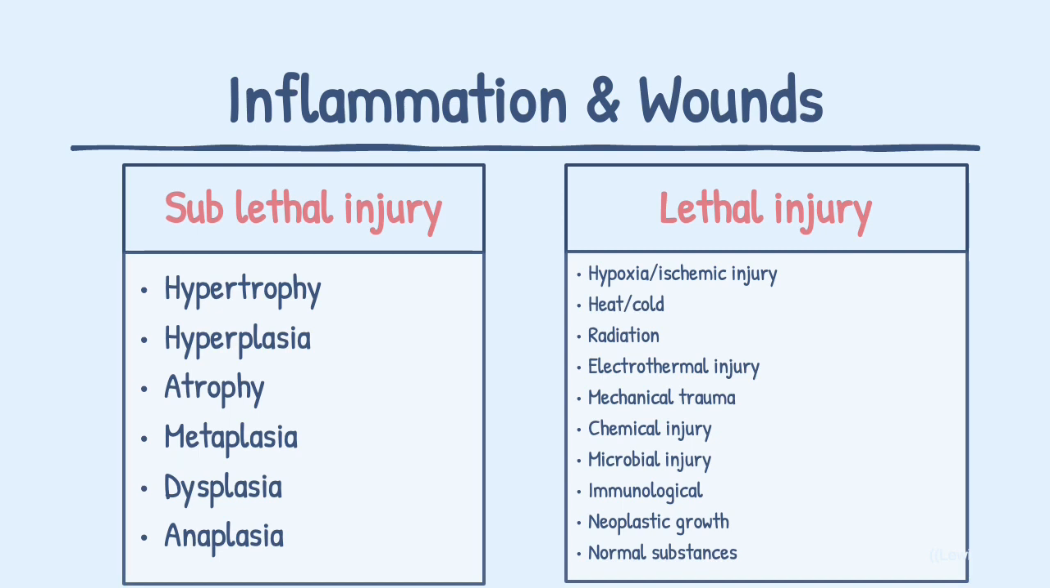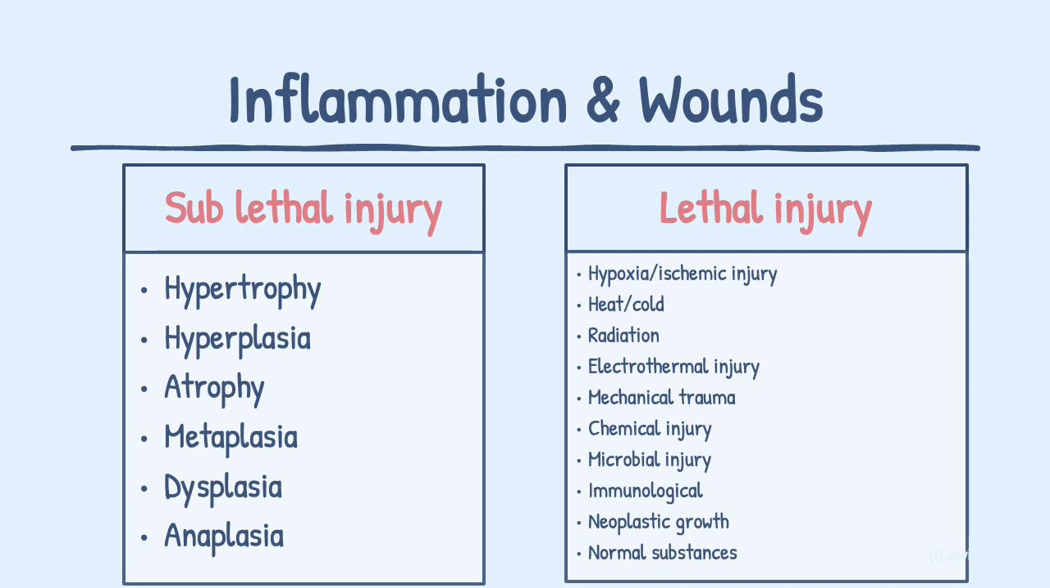The first one is hypertrophy, which is an increase in the size of the cells, and this results in increased tissue mass but no cell division. An example of hypertrophy would be left ventricular hypertrophy in the heart, and this happens when there's an increase in afterload, and those cells start to become bigger in size because of that overworking.